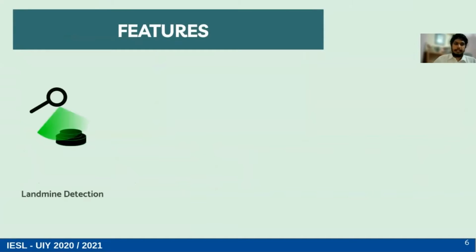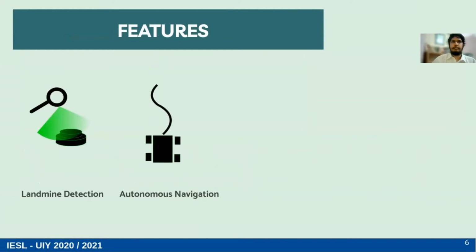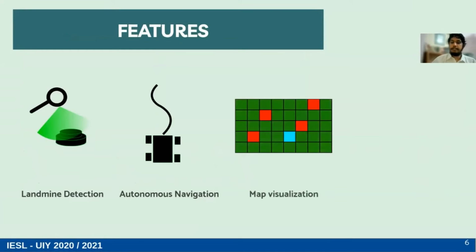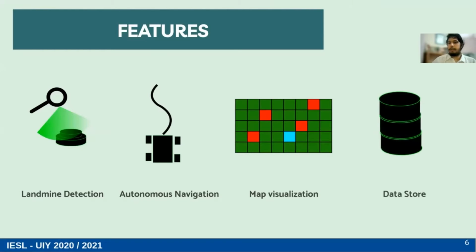So what are the features we introduce? Obviously the system would have landmine detection in it, and it contains autonomous navigation, where it totally minimizes the involvement of human interaction with the system, and gives a map visualization to get a better understanding of how the landmines are spread out in the area. And last but not least, we give the option of data store, where we collect information and store it so that we could keep on updating when certain new improvements have been made.